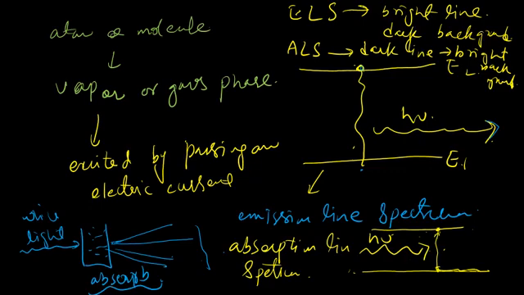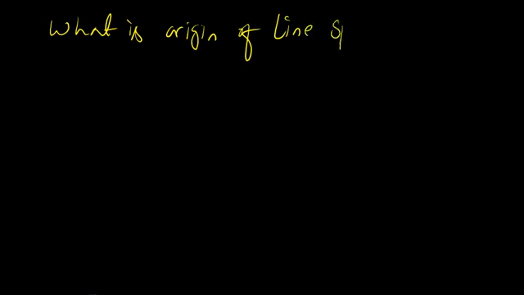Now we come to the origin of the line spectrum. What is the origin of the discrete line spectrum?